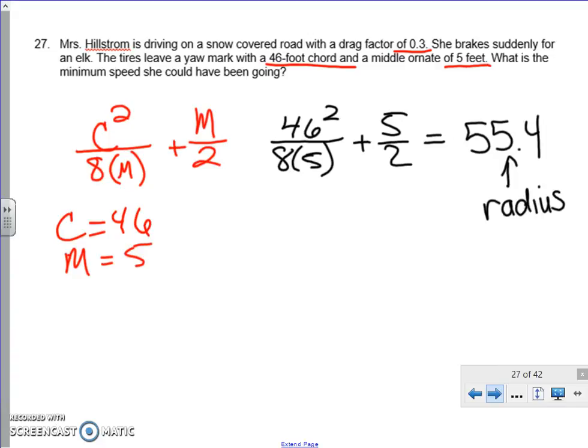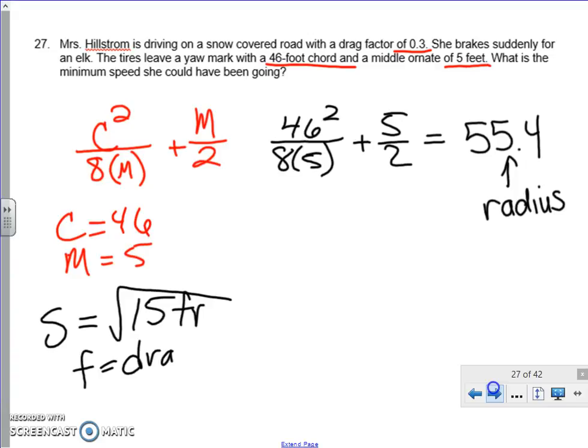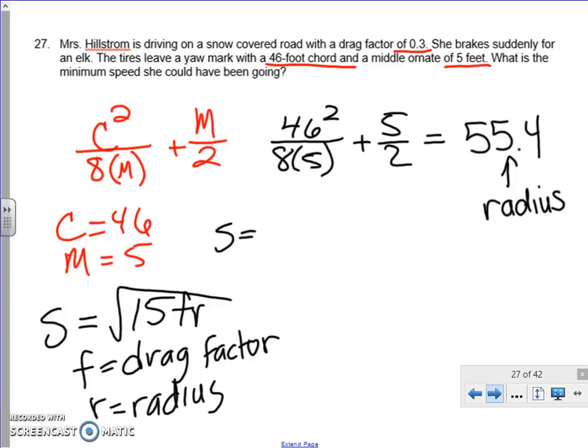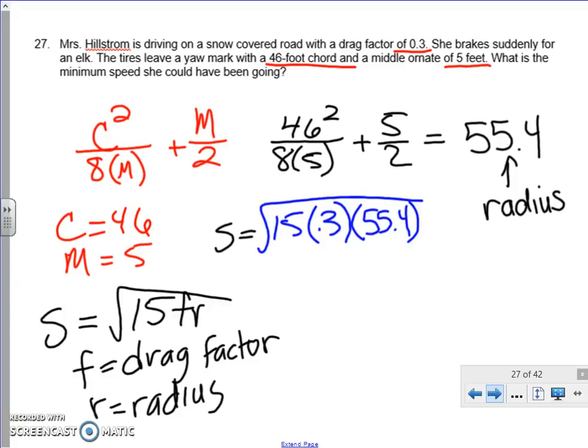And I needed my radius to then get my speed, because the second formula is speed equals the square root of 15 times FR, where F is the drag factor and R is the radius. So plugging it in, speed equals, and let me change colors, make it easier to see, the square root of 15 times the drag factor, which was 0.3, times the radius, which was 55.4. And when all is said and done, I was going 15.8 miles per hour.